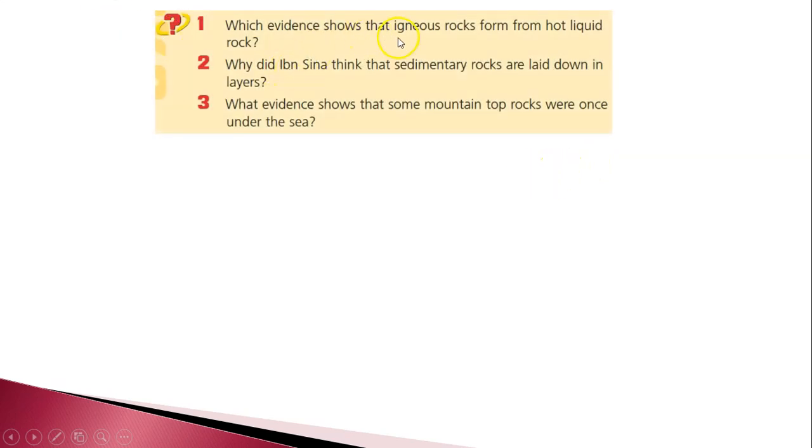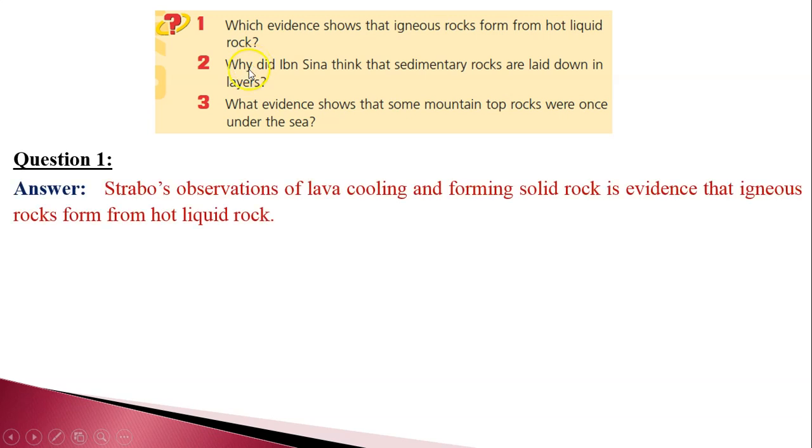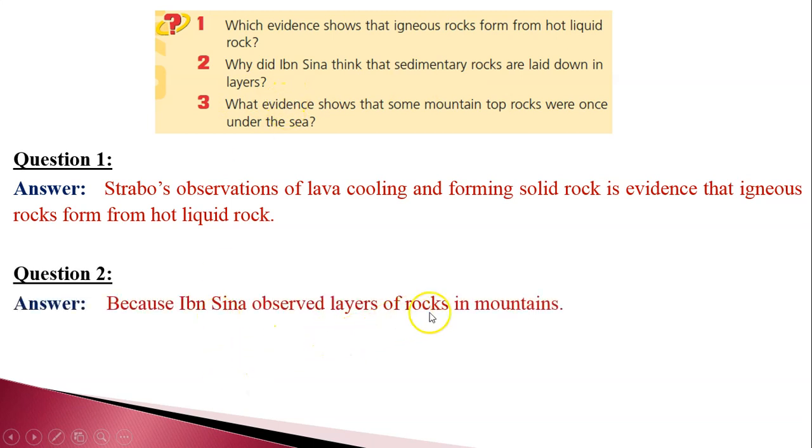Which evidence shows that igneous rocks form from hot liquid rock? We already have discussed before. Strabo's observations of lava cooling and forming solid rock is evidence that igneous rocks are formed from hot liquid rock. Why did Ibn Sina think that sedimentary rocks are laid down in layers? Because he had observed many layers of rocks in the mountains. That's why he thought that sedimentary rocks are laid down in layers.